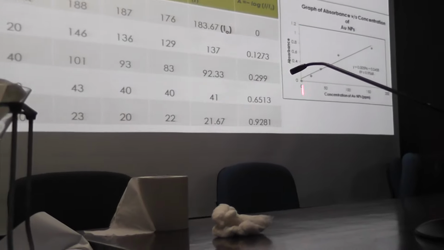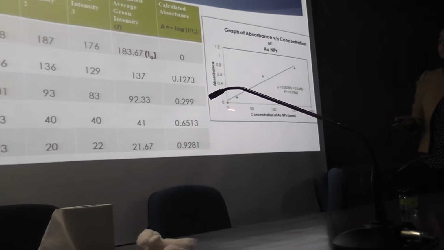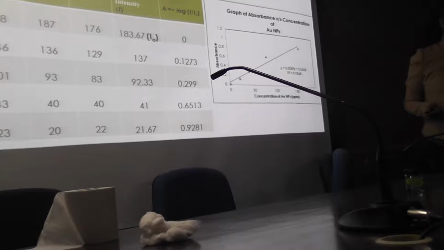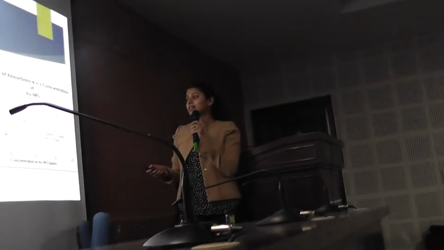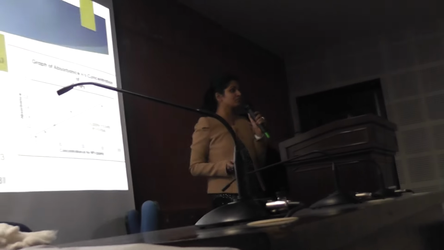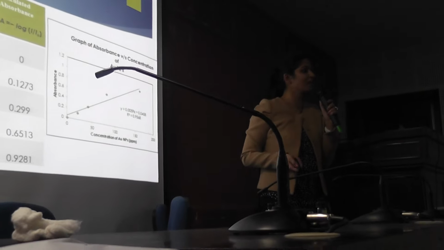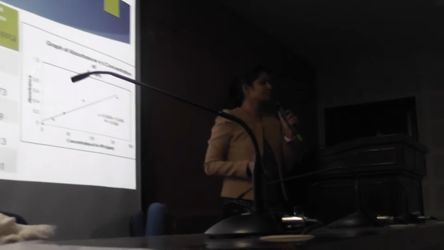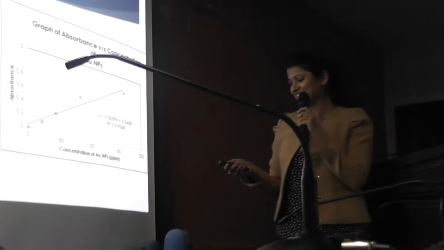Now with this absorbance value, you can draw a calibration curve, absorbance versus concentration. As we all know, the graph is linear, so this is what we are going to get. And this is the equation of a line, y equal to mx plus c. You must be knowing this equation. Yes, what is m? y equal to mx plus c, and c stands for? Intercept. It's okay. So it's the intercept.